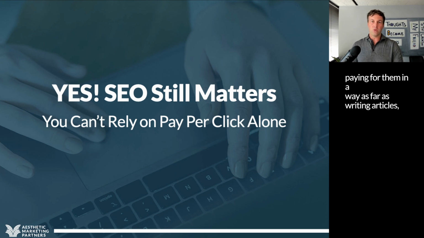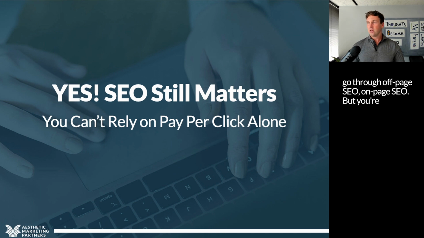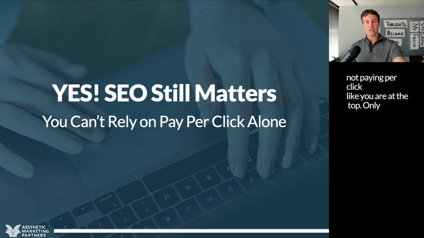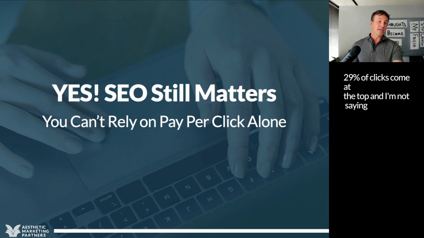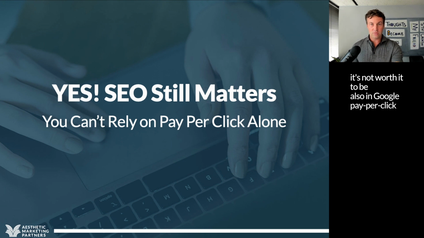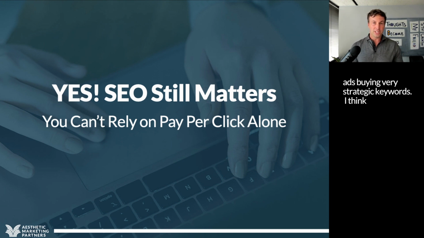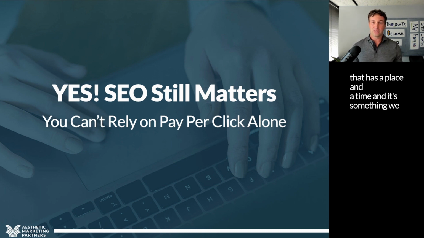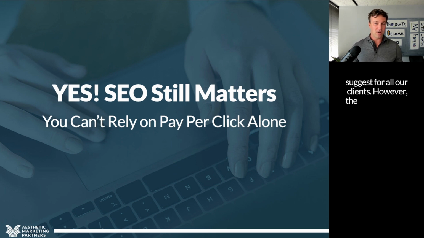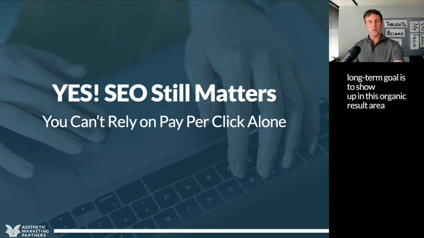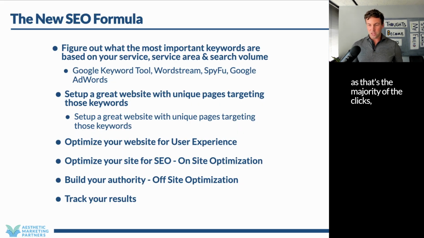Now, you may be paying for them in a way as far as writing articles, syndicating articles, all the things we're about to go through, off-page SEO, on-page SEO. But you're not paying per click like you are at the top. Only 29% of clicks come at the top. And I'm not saying it's not worth it to be also in Google pay-per-click ads buying very strategic keywords. I think that has a place and a time, and it's something we suggest for all of our clients. However, the long-term goal is to show up in this organic result area, as that's the majority of the clicks, the majority of the conversions.